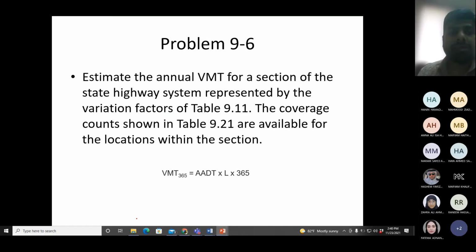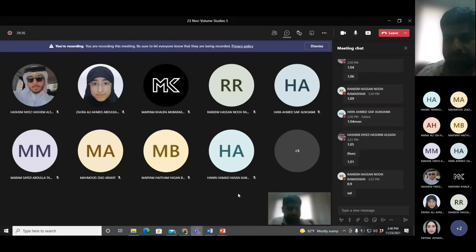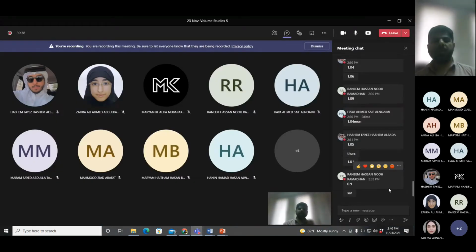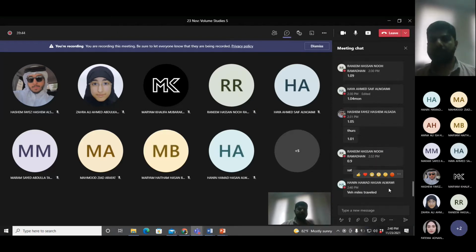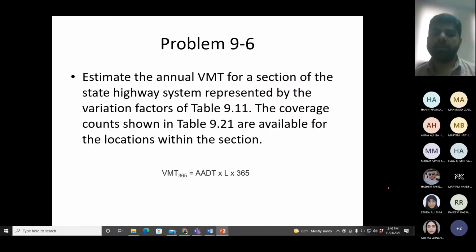Another thing which we discussed yesterday, and we will do a small example today as well, is calculating annual VMT. Now tell me, VMT stands for what? Full form of VMT. Anyone? Vehicle miles traveled. Good. Vehicle miles traveled is the product of volume and the length of the segment.